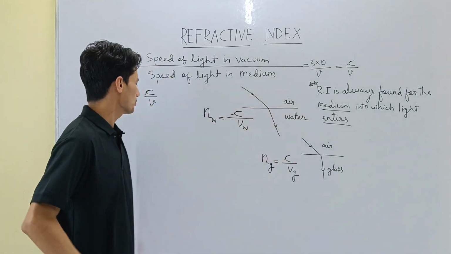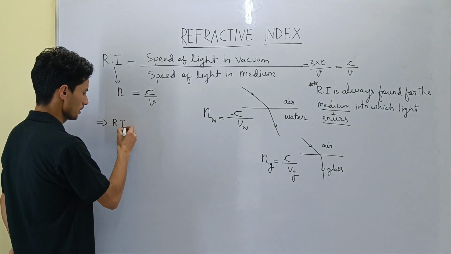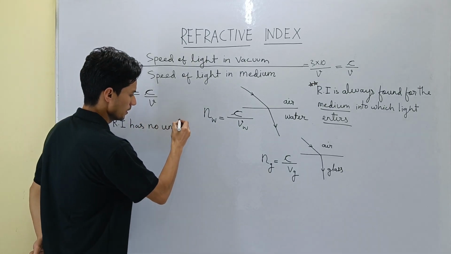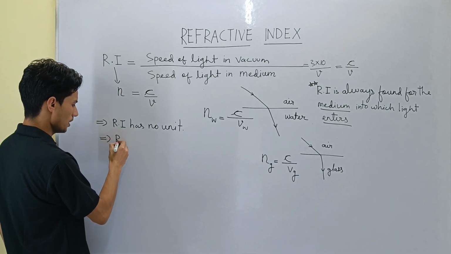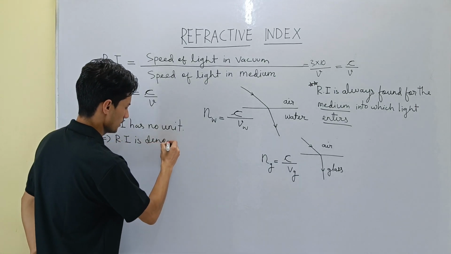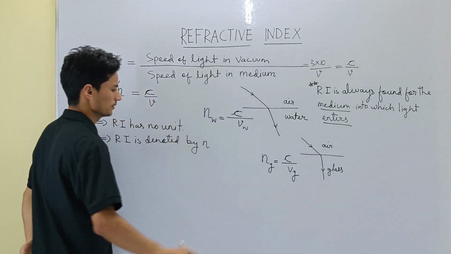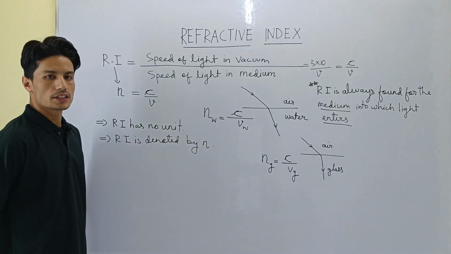Now another important point you have to remember is that refractive index has no unit. Write this down also. Refractive index is denoted by N. All right, so we will go to the next one.